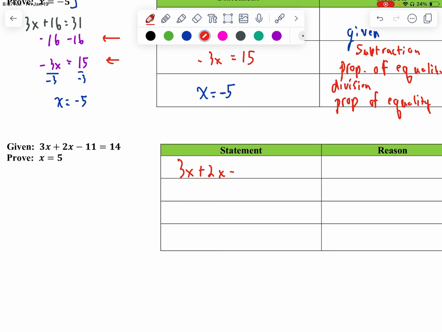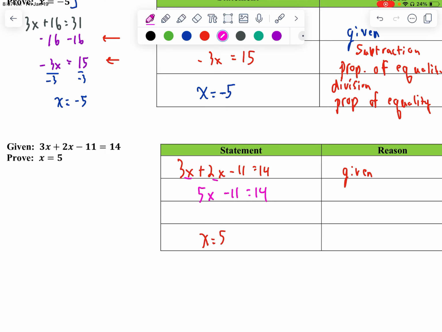3x plus 2x minus 11 equals 14. And we're trying to prove that x equals 5. Looking at my starting equation here, I can see there's a couple different ways to start this. There's more than one way to correctly do this proof, but I want to simplify this really quickly by combining my like terms, 3x and my 2x together. And if I combine this 3x and the 2x, that'll give me 5x minus 11 equals 14.